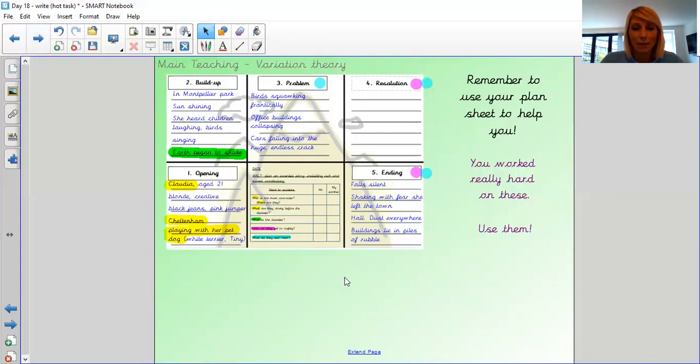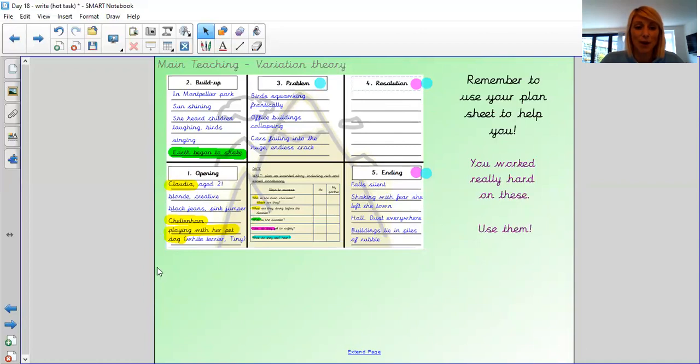Okay, let's have a look back at our planning then. You've worked really hard on your planning sheets and those will really help you today. Okay, you need to use them. That's where all of your hard work is done really. You've got all of your ideas down, you've got your opening, your build up, your problem, your resolution, hopefully some ideas in there, and your ending. So use your planning. You don't need to think up new ideas today. You are using the ideas that you put on your planning sheet and now you're putting them into sentences, trying to show all of those skills that we've discussed.